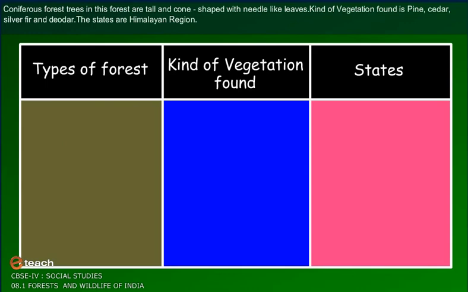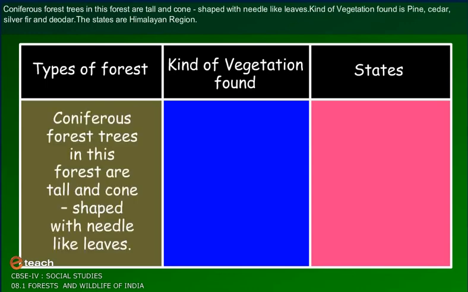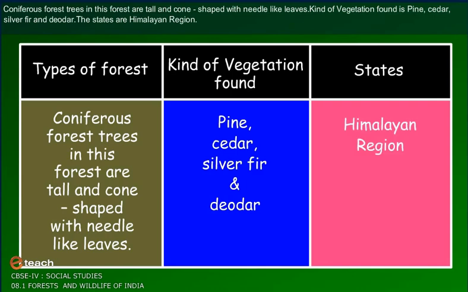Now we'll move to the fourth type of forest, that is coniferous forest. Trees in this forest are tall and cone-shaped with needle-like leaves. The kinds of vegetation found in this forest are pine, cedar, silver fir and deodar. The states are the Himalayan region.